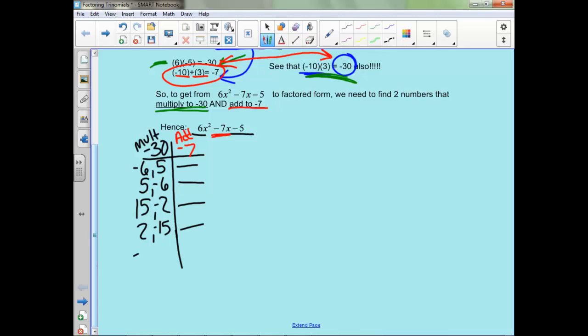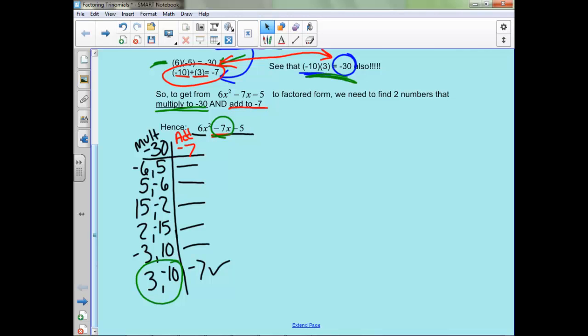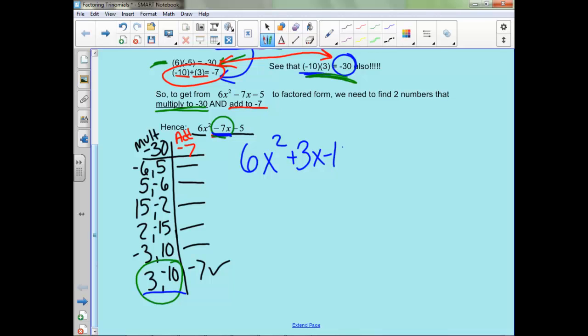What about negative 3 and 10? Well, that gets us to positive 7, which isn't what we want. So what about if we do 3 and negative 10? Well, that gets us to negative 7, which is what we want. So that means these are the two numbers we're going to be using and substituting in for this negative 7x. So we'll rewrite, we got 6x squared, and now remember, instead of this negative 7x, we're going to use these. So plus 3x minus 10x, and then we still have our minus 5.